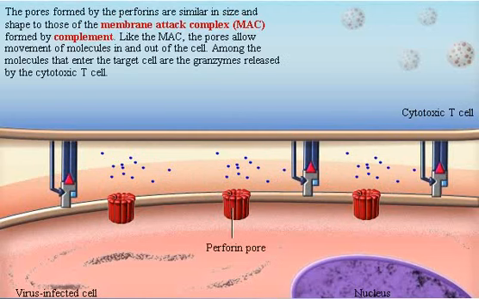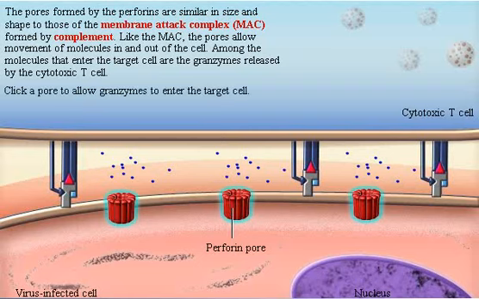The pores formed by the perforins are similar in size and shape to those of the membrane attack complex formed by complement. Like the membrane attack complex, they allow movement of molecules in and out of the cell. Among the molecules that enter the target cell through the pores are the granzymes released by the cytotoxic T cell. Click a pore to allow granzymes to enter the target cell.